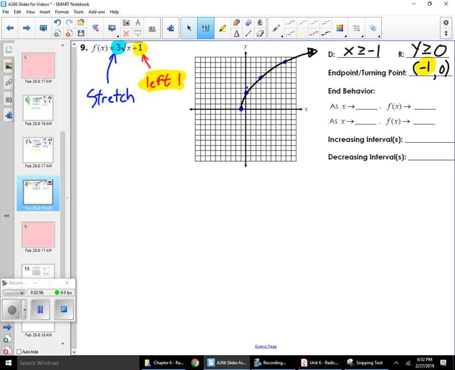And then we can also look at that end behavior. As x gets really big, so does y. That's what the arrow's telling us. And as x goes to -1, as we get closer and closer and closer to that end point, then y goes to 0. Again, we don't really look at the increasing and decreasing here in AB, but if you look at the function, it's always increasing. From left to right, this thing's always going up.